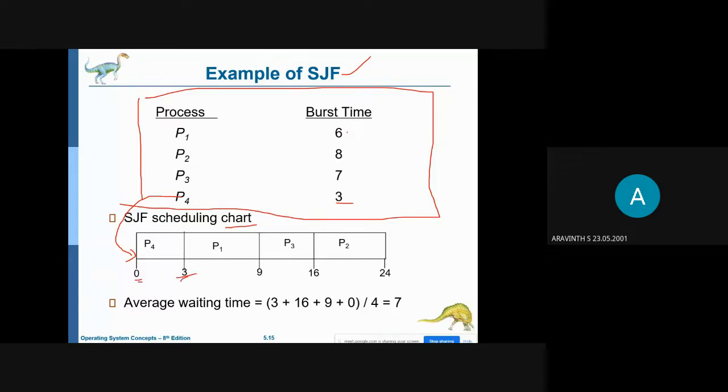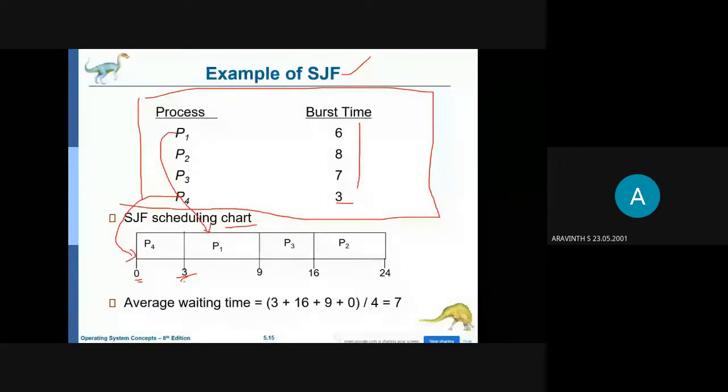Then it will check which one is the least. P1 is less, so now P1 is allocated. P1's waiting time is 3 because P4 is already executed. P1 executes for 6 seconds, 3 plus 6, 9. Now among the two that remain, P2 and P3, P3 is less.